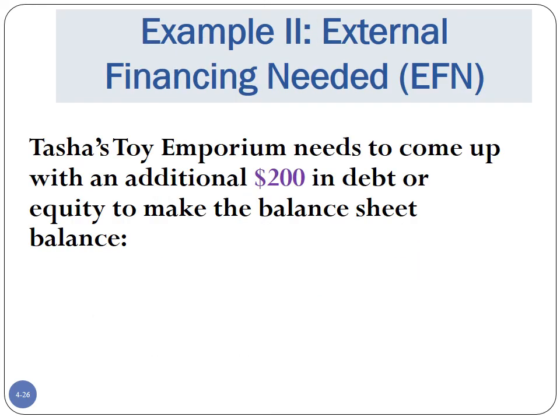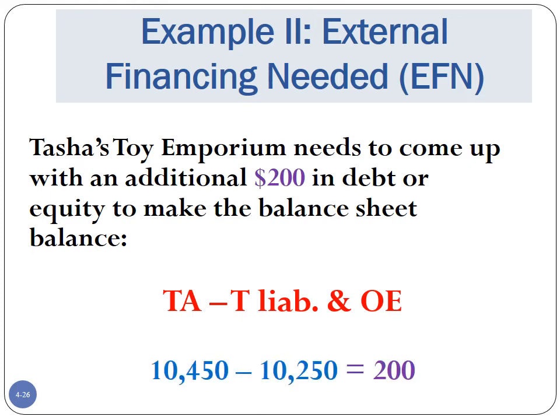Tasha's Toy Emporium needs to come up with an additional $200 in debt or equity to make the balance sheet balance. Remember, total assets equals total liabilities plus owner's equity. It should be an equal sign. So 10,450 minus 10,250 equals 200. So we have a $200 mismatch here.